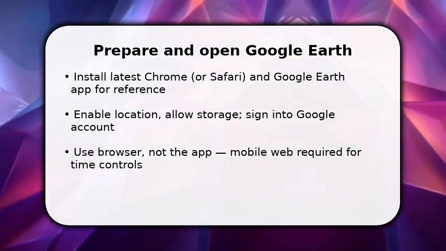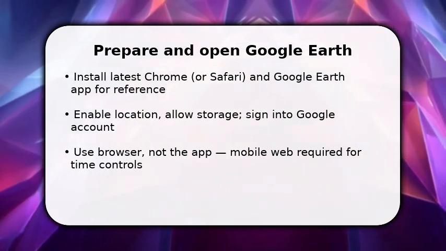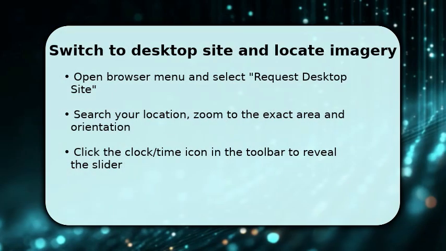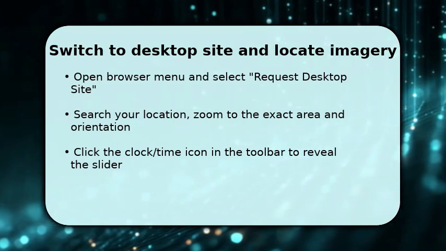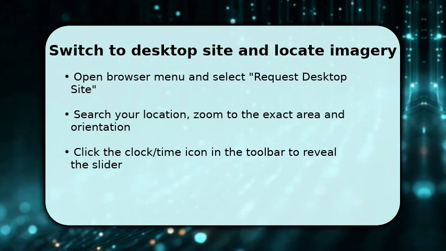If you see the simplified app-like interface, pause. The next step switches you to desktop mode, so you can access the only available historical imagery control. Once you've loaded Earth.Google.com/web, request the desktop site from the browser menu. This unlocks the full UI, including the time control.